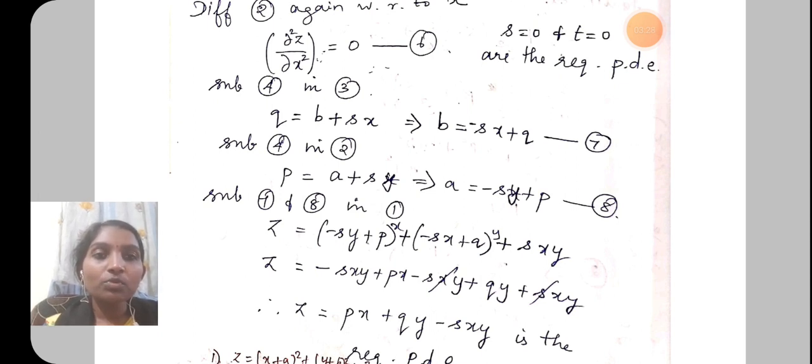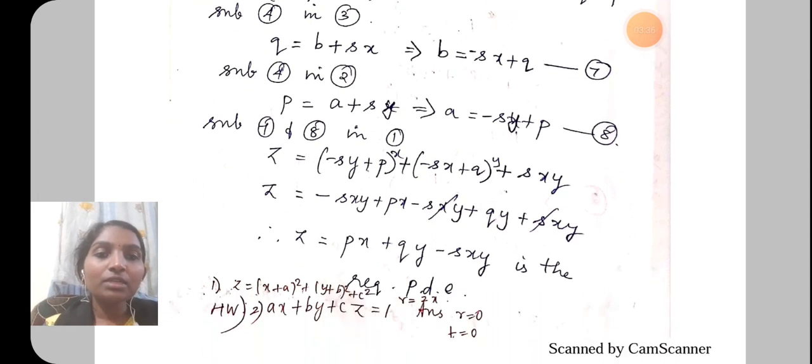in the given equation 1. Therefore we have z is equal to minus sy plus p into x plus minus sx plus q into y plus sxy, and finally we have z is equal to px plus qy minus sxy, which is the required partial differential equation using the type 2 concept. Here we have applied all the first order and the second order derivatives to form the PDE alongside the given question.